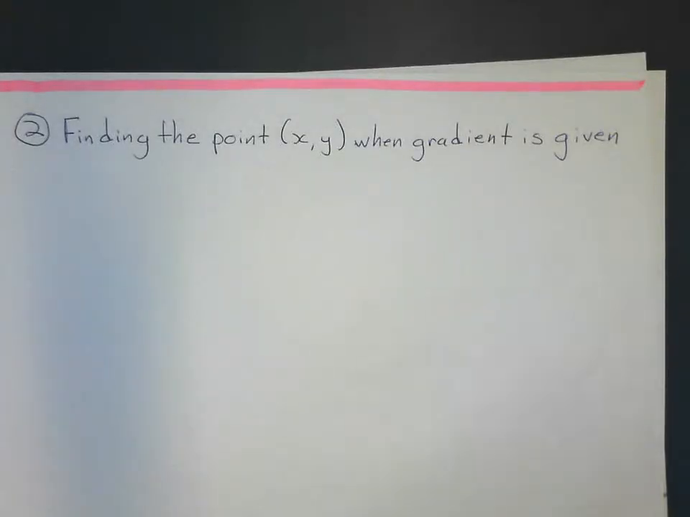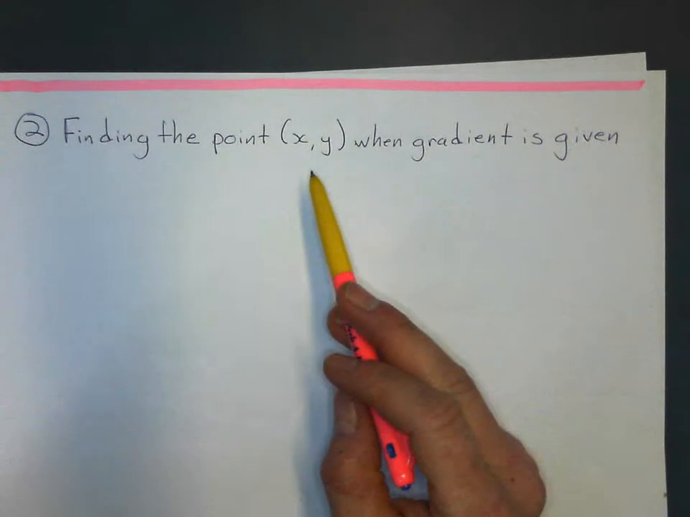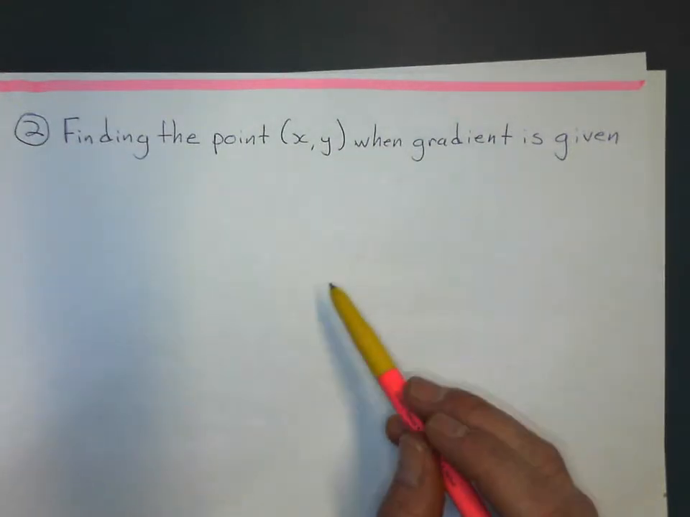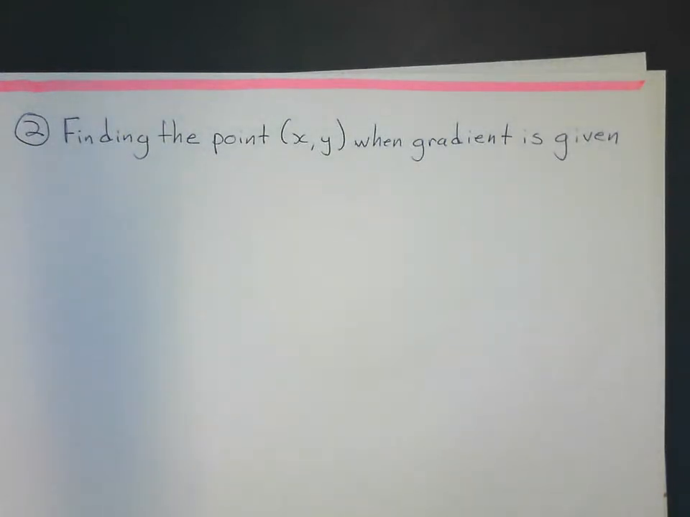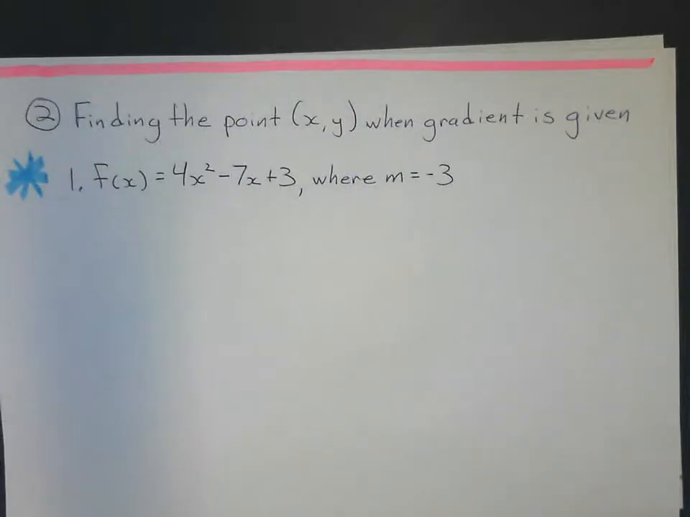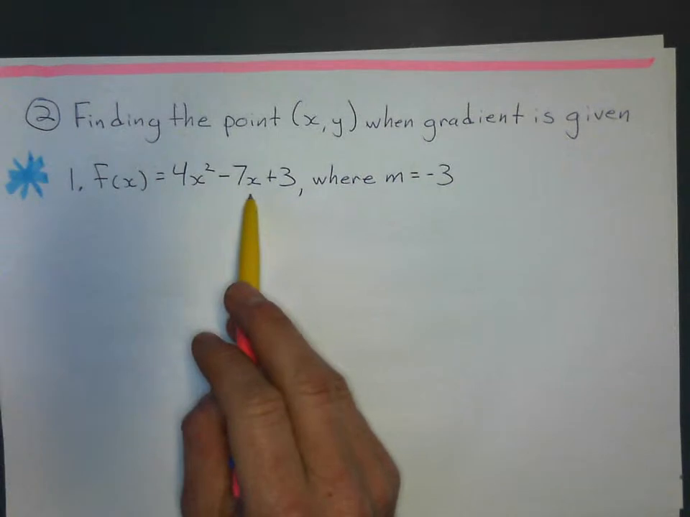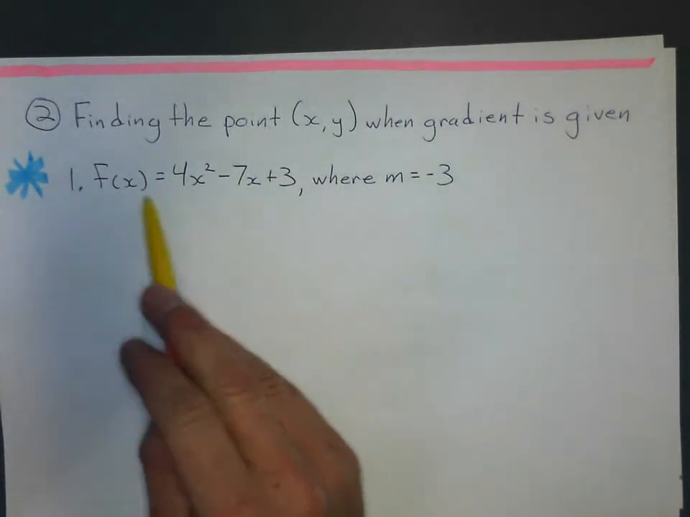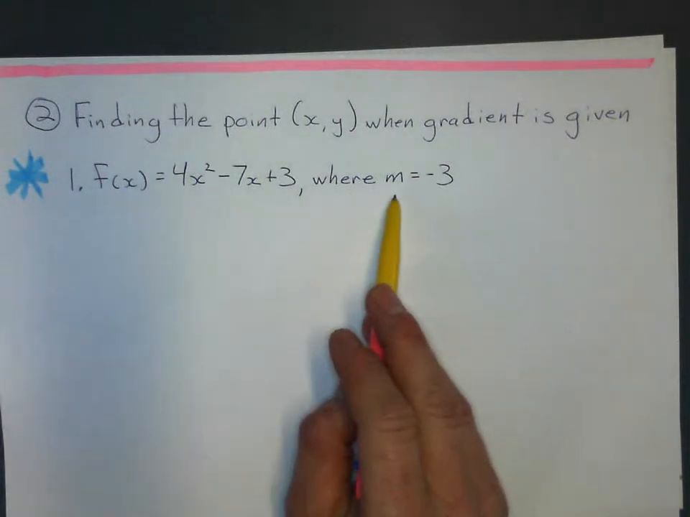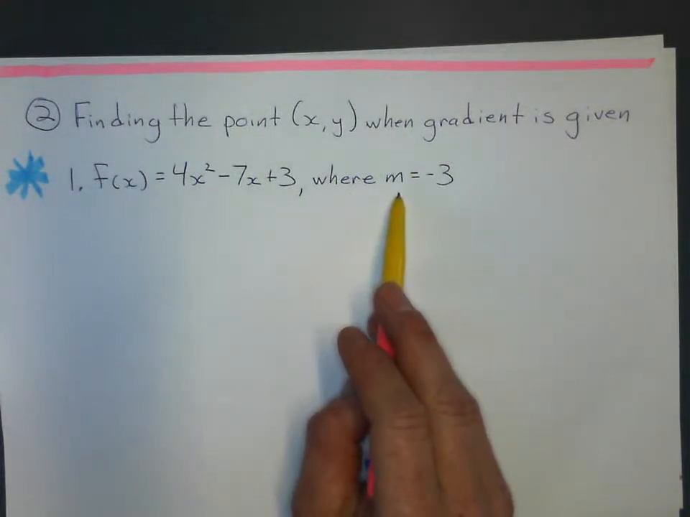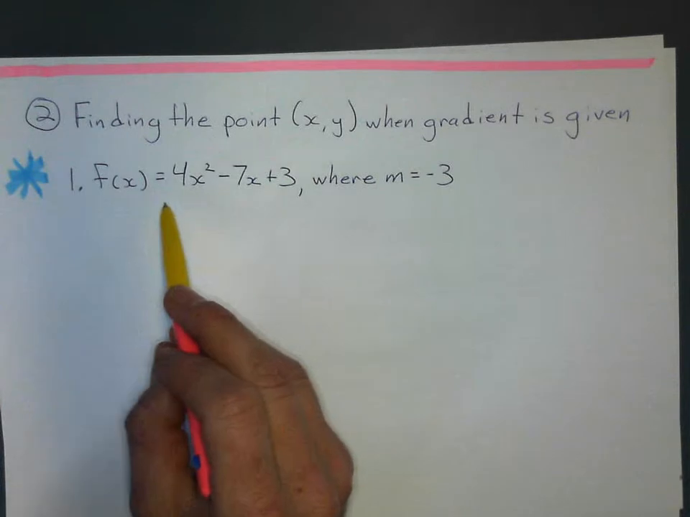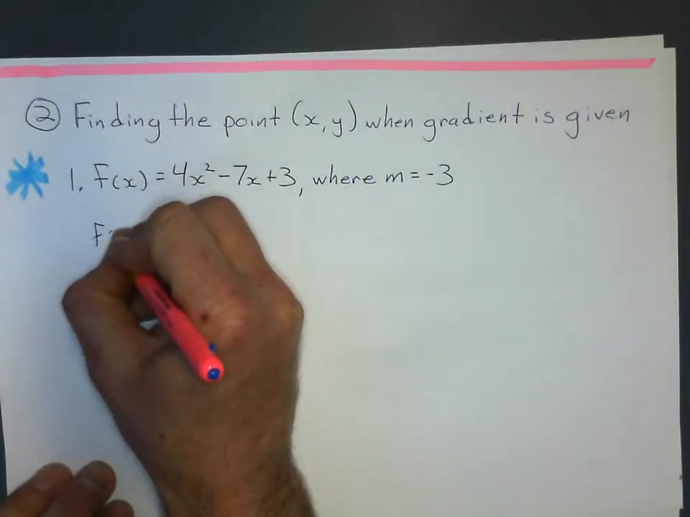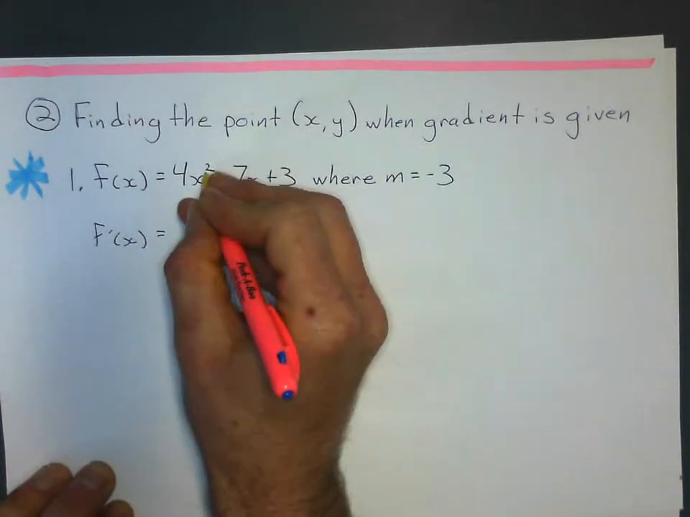So for these next examples, I'll give you the gradient, and you're going to have to find the point on that curve where it has that gradient. Okay? So let's look at the first example. Here's my original function, and at what point on this curve, which would be a parabola, would the gradient be negative 3? So the first thing, like always, is to differentiate it. Not like always, but in this lesson, I guess.